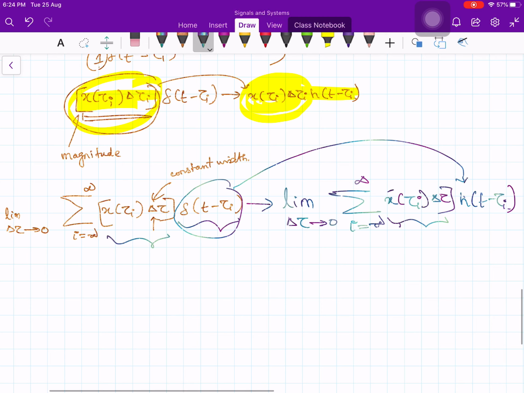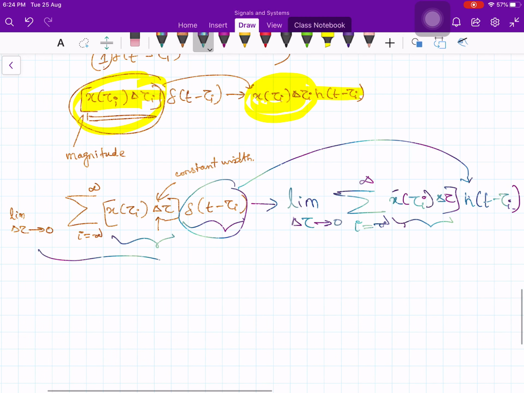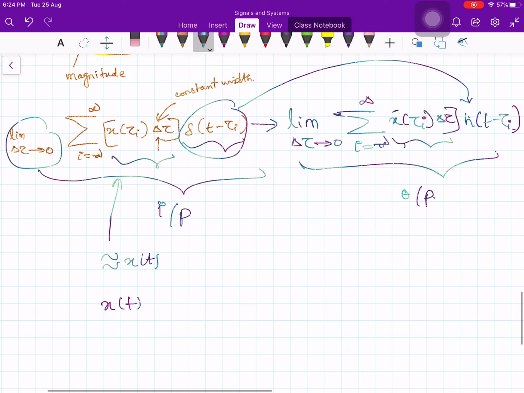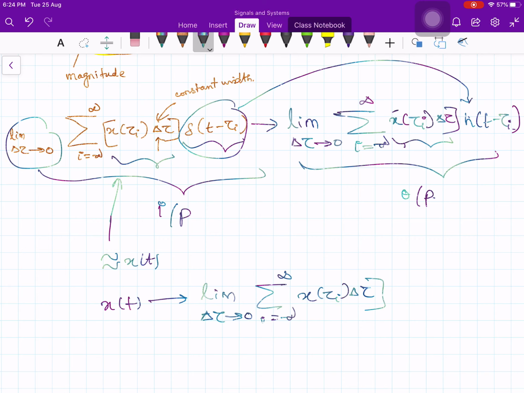Okay, now what is this? This is the input, sum of all the individual time shifted impulses, and this is your output. So in the limit, this entire thing goes to x of t. If delta tau goes to 0, then this becomes approximately x of t. Therefore if you give x of t as input to the system, in the output you will get limit delta tau goes to 0, summation over i equal to minus infinity to plus infinity, x of tau i delta tau multiplied by h of t minus tau i.